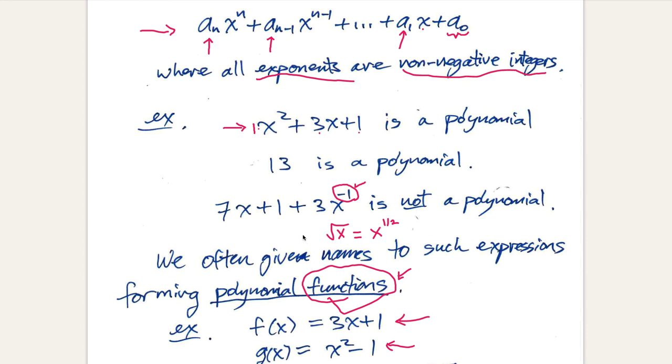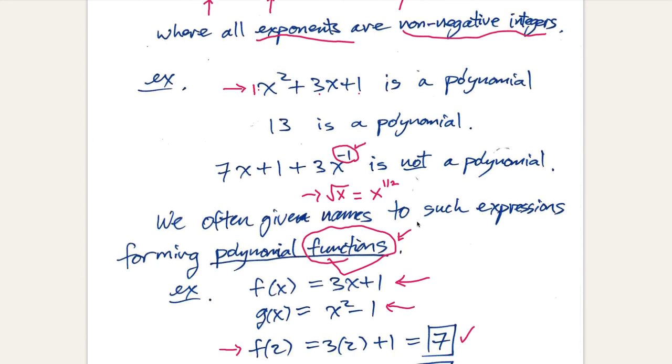Here's another expression I threw in. How about the square root of x? That's another good example. That's not a polynomial because the square root of x corresponds to x to the 1/2 power. 1/2 is certainly not an integer, so it is not a polynomial.